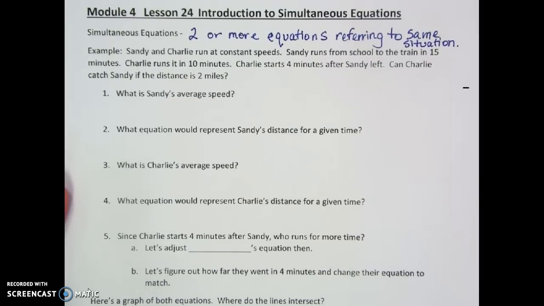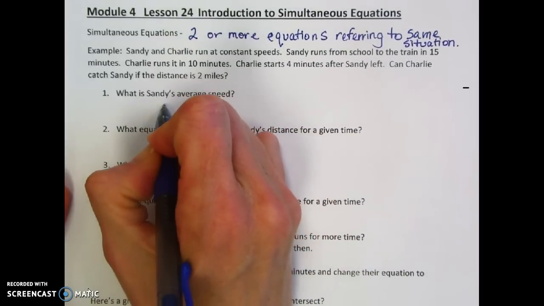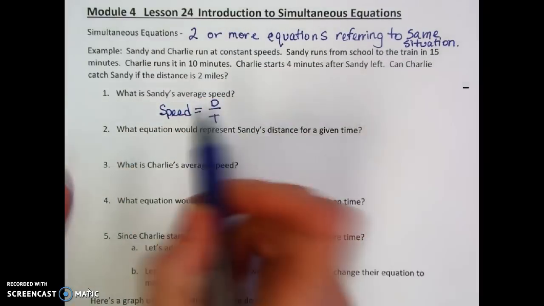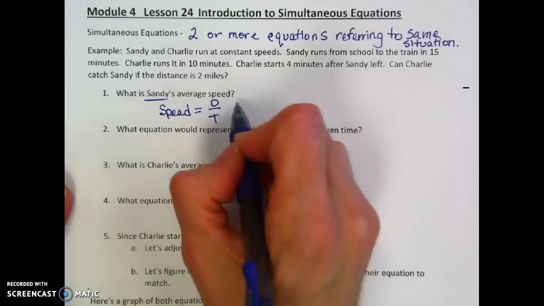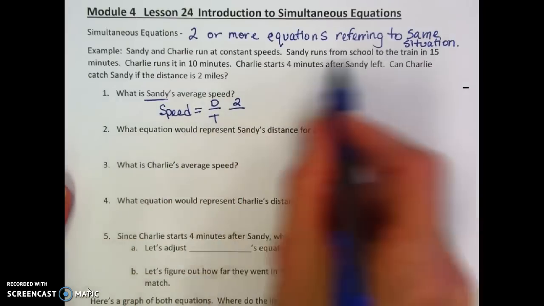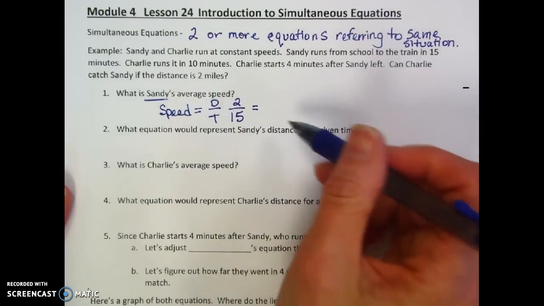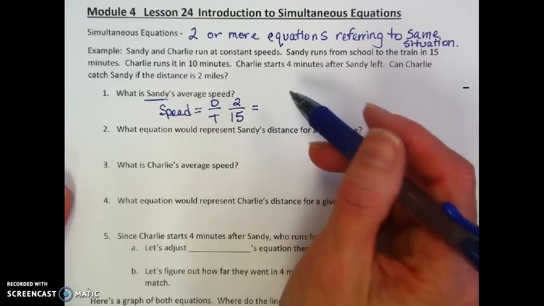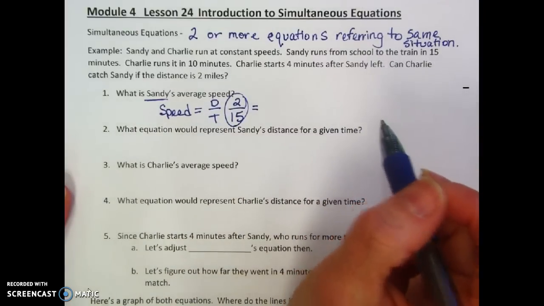What is Sandy's average speed? Remember, speed equals distance divided by time. What is Sandy's distance? Well, 2 miles. They both went 2 miles. What is Sandy's time? Sandy ran it in 15 minutes. You can divide this to a decimal if you prefer, but I'm going to leave it like this. So this is going to be my speed for Sandy.